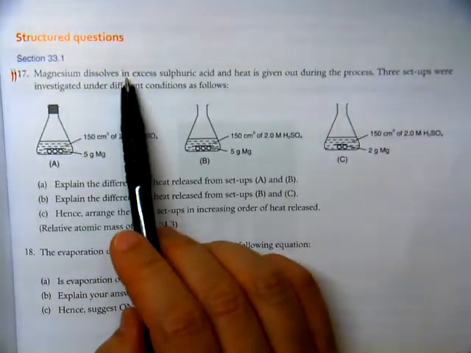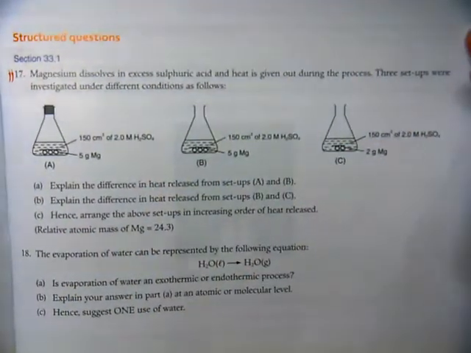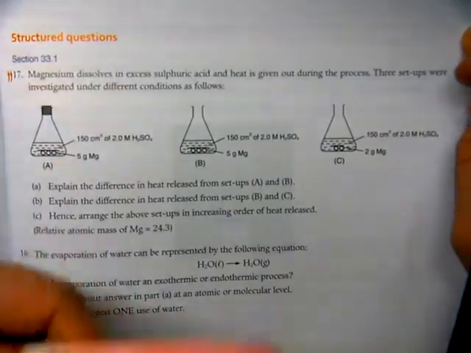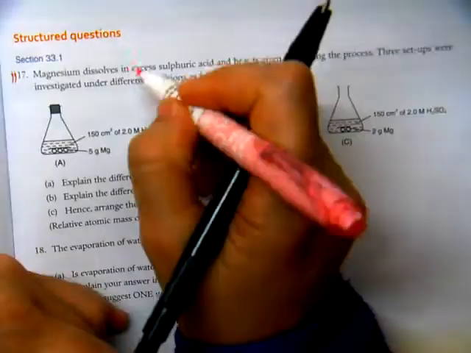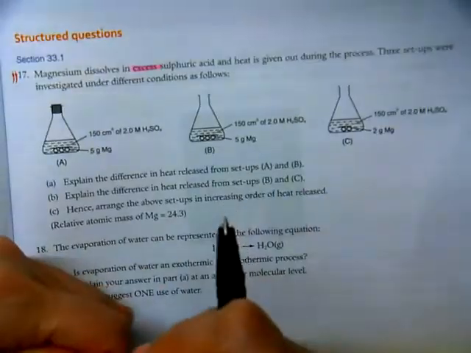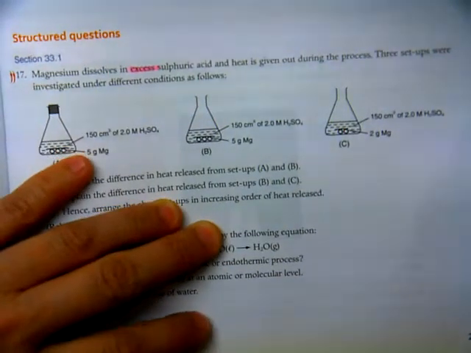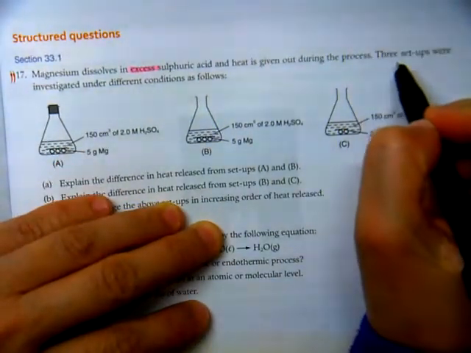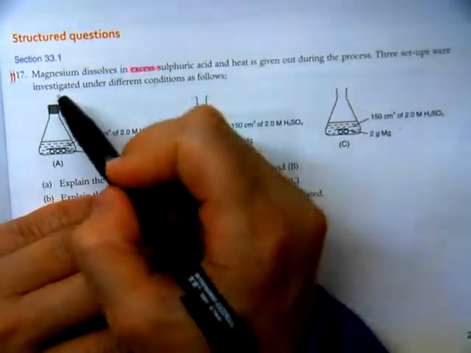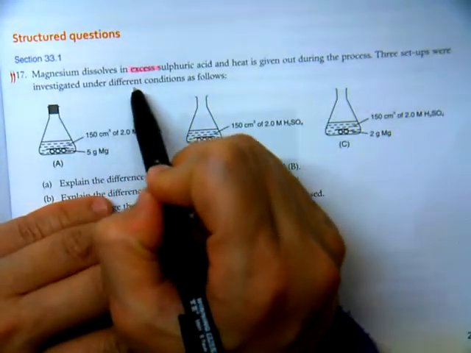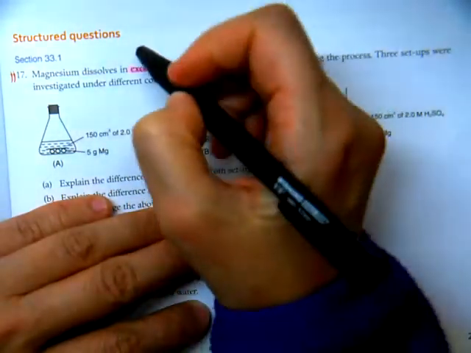Magnesium dissolves in excess sulfuric acid. Again, please highlight excess. And heat is given out during the process. 3 setups were investigated under different conditions as follows.